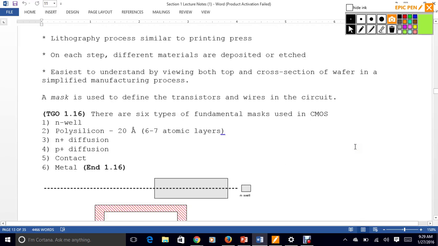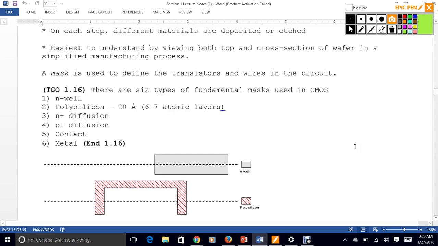So here in 1.16, I'm going over the 6 fundamental masks used in CMOS, so you now understand what masks mean based on that video. You're putting in masks, you're laying out the lithography, and the first thing you're going to have is your N-well. So remember in the PMOS transistor, you have your source and drain as P-type, and then you have a little N-well inside of a P-type bulk. So that's the first thing you're going to worry about, the N-well.